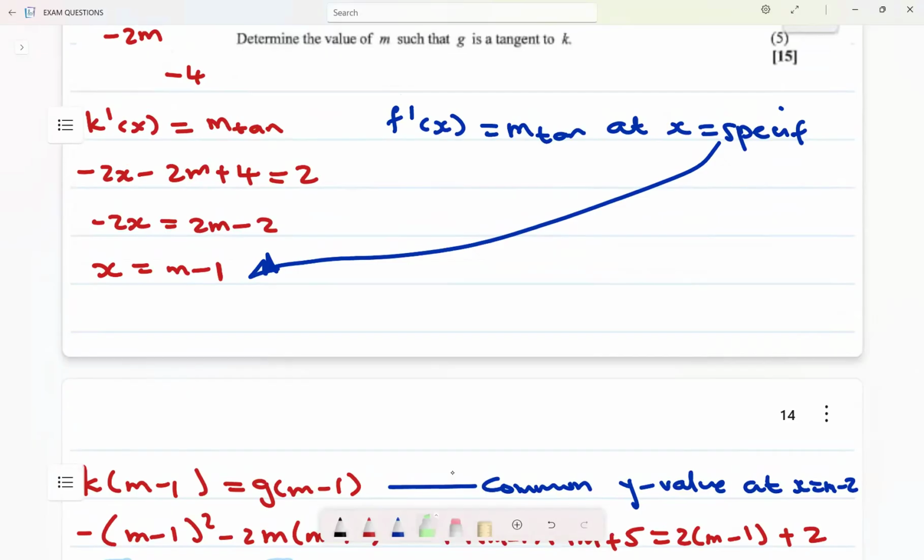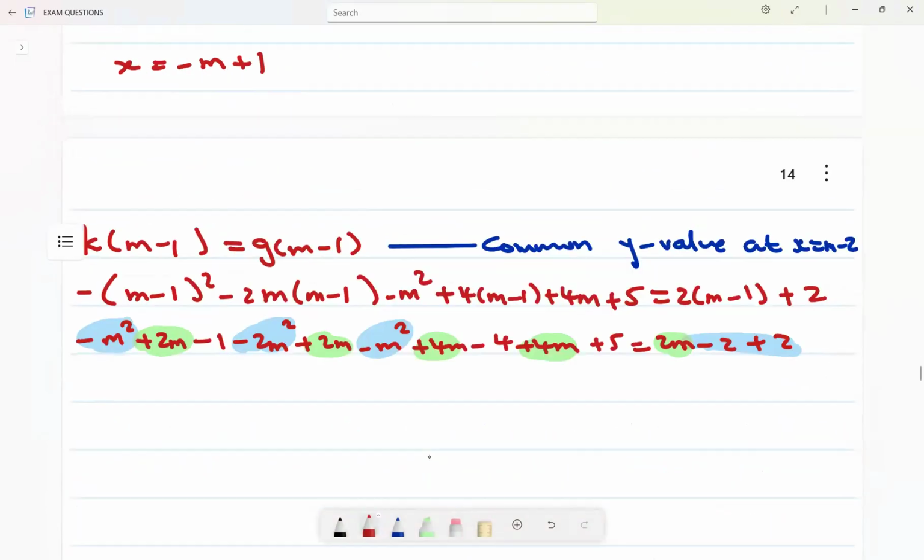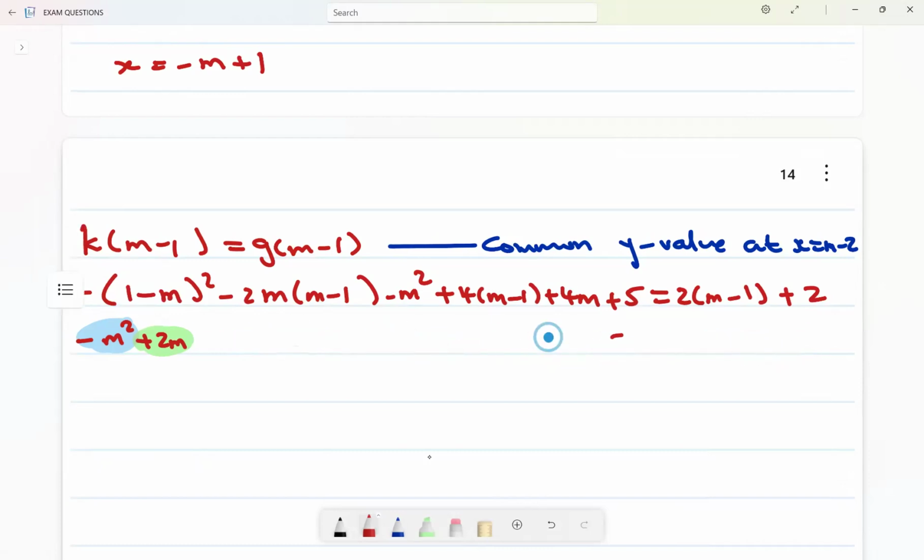Guys, I don't know why I continuously make mistakes. I think sometimes being fast does not help. So it's supposed to be x is equal to negative m plus 1, which is 1 minus m. I'm sorry, guys. 1 minus m here. 1 minus m there. 1 minus m.